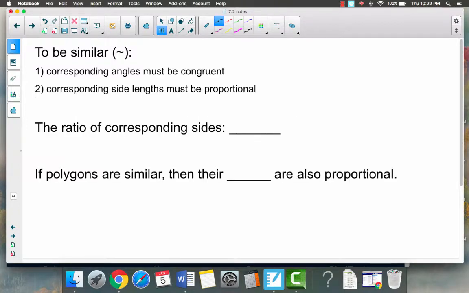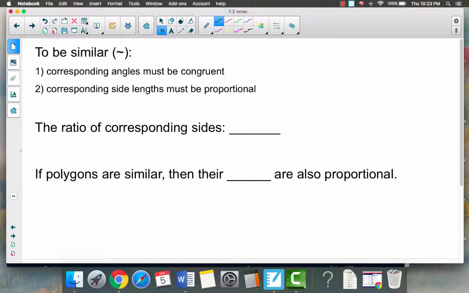And there's a couple things that we need to know in order for something to be similar. The first is that all the corresponding angles must be congruent. Now, this doesn't mean corresponding angles like we talked about with parallel lines. Corresponding in this sense means the angles that match up, okay? So all the corresponding angles must be the same measurements. And then the second criteria is that all the corresponding side lengths must be proportional. And we'll talk about that more here in a minute.